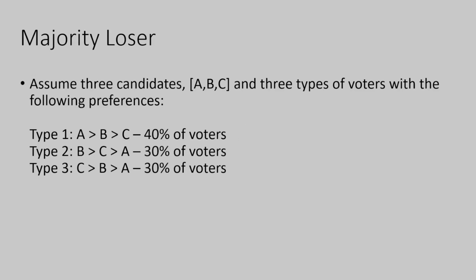Majority loser. To satisfy this, if a majority of voters prefer every other candidate over a given candidate, that candidate must not win. In this case, we have 3 candidates, A, B, and C, and 3 types of voters with the following preferences. A majority of voters prefer B or C over A, as if B was not running, then 60% would vote C, and if C was not running, 60% would vote B. Again, this assumes 100% turnout. All of these examples will assume 100% turnout. Therefore, first past the post does not satisfy the majority loser criterion because A wins even though they would lose against any other candidate if it was a 2-party race.